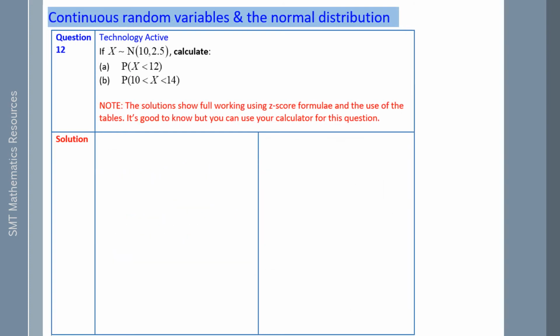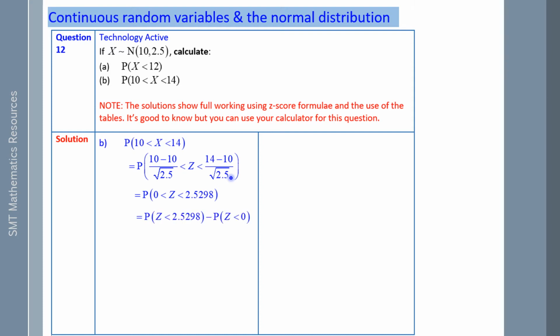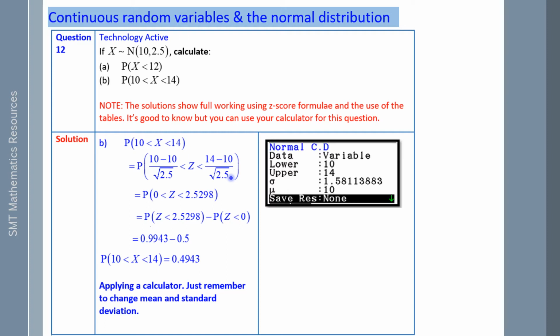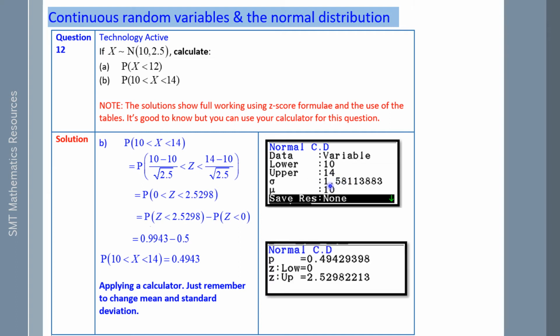Next one, we're going to work out the probability that X lies between 10 and 14. This is the Z-score approach, which you'd have X minus mu over sigma. So you're actually working out the probability that your Z-scores lie between 0 and 2.5298. In that case, you'd be looking up Z-score tables and getting an answer of approximately 49%. The calculator is just as easy, or probably easier. Your lower boundary is 10, your upper is 14, there's your standard deviation, and your mean, you get 49.4%.